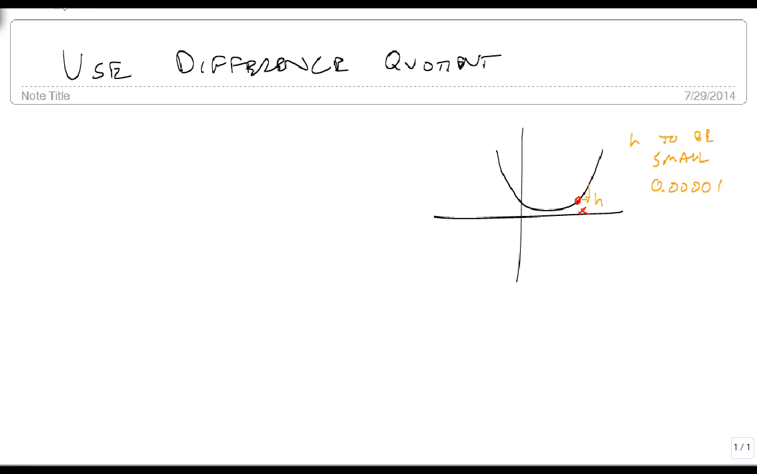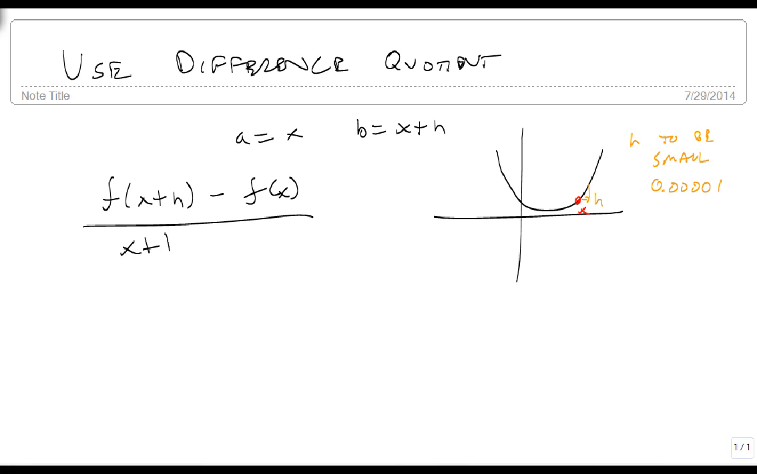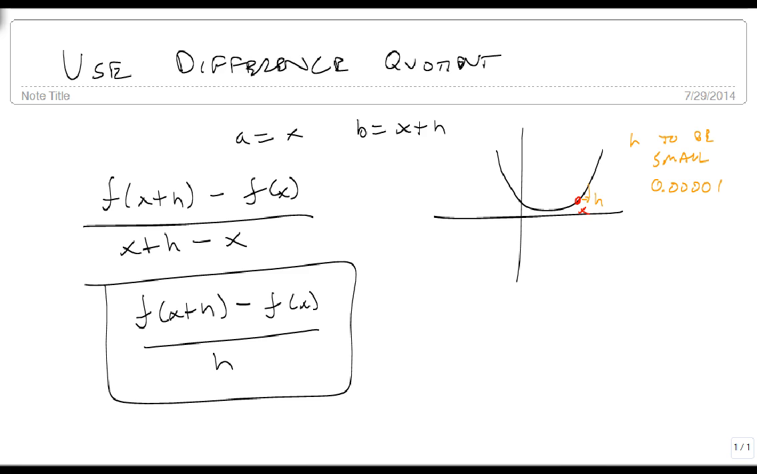So the more decimals before a 1, the more number of zeros before a 1, the better. And the difference quotient comes from finding the difference between x, so let a be x, and b be x plus h in our average rate of change formula. So f of x plus h minus f of x over x plus h minus x, which gives us the difference quotient, f of x plus h minus f of x over h. And so this is what you need to know, but you can derive it from the formula if you're careful about what you're looking at.